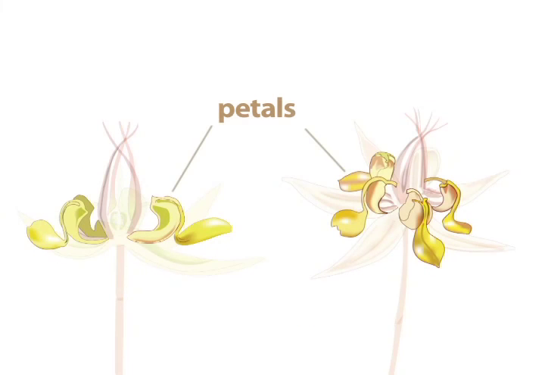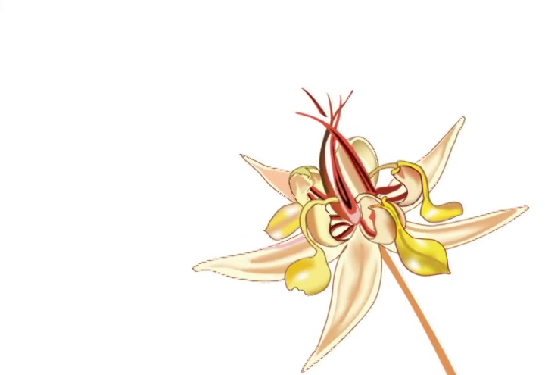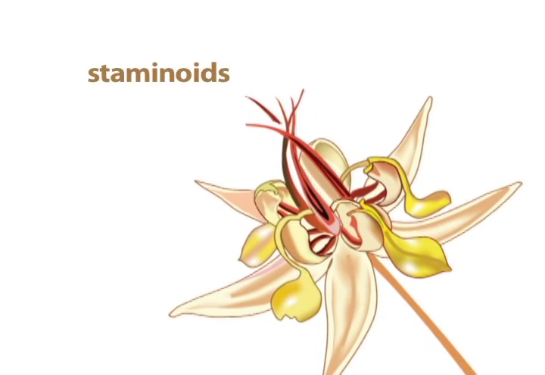Above the sepals, we find 5 petals, which attract insects with their bright colors. Later on, we will see why insects are so important. Following on from the petals, we find the staminoids. These are 5 elongated filaments like little needles, usually of a reddish color, which also serve to attract insects.